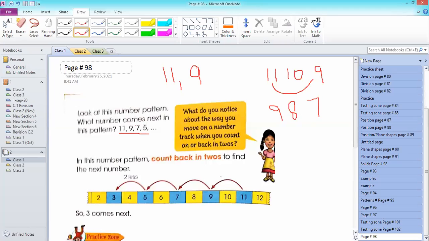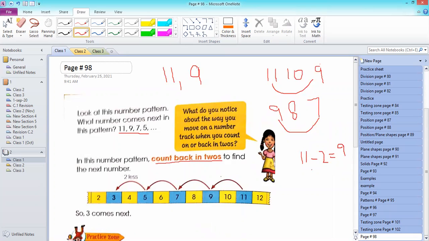But you can see after 9, what is the number? 7. If you count back in ones, that would be 8, but here you count back in twos, that's why this is 7. So you are actually counting back in twos in this pattern. Or you can say one more thing: in this pattern, we are subtracting 2. 11 minus 2 is equal to 9.